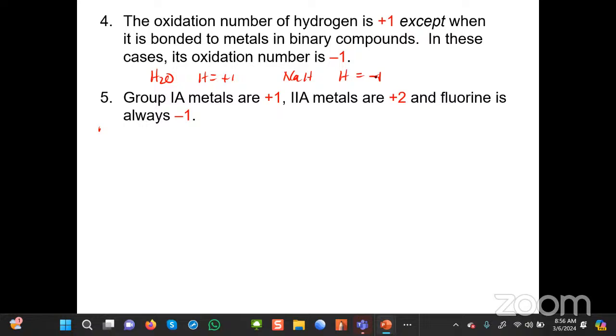Okay, rule number 5 says group 1A metals, their oxidation number would be +1, group 2A metals +2, and fluorine is always -1.